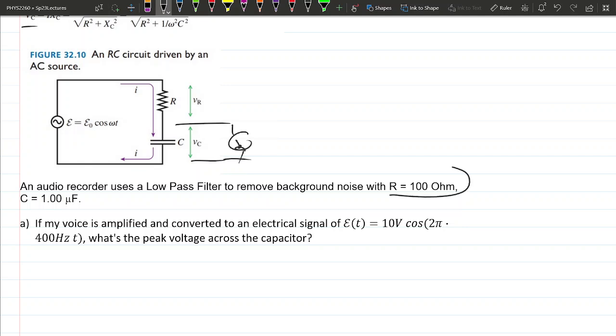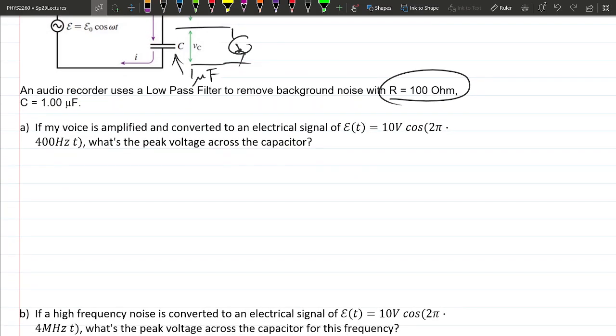In this case, we're going to set it up with a resistance of 100 ohms, so this R value is 100 ohm. And this capacitor value is 1 microfarad. These are pretty typical numbers that you will find in a lab for these components. Let's say my voice gets amplified and converted into an electrical signal, just like what my Bluetooth headset is doing for me. And let's say this signal is something that's 10 volts, and then somehow the stuff got cut off.